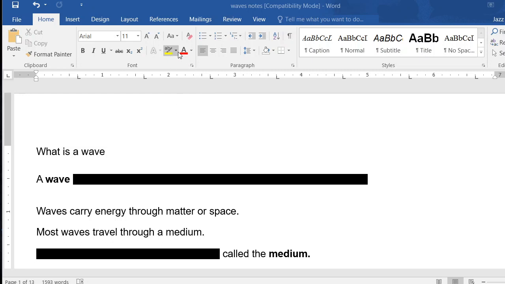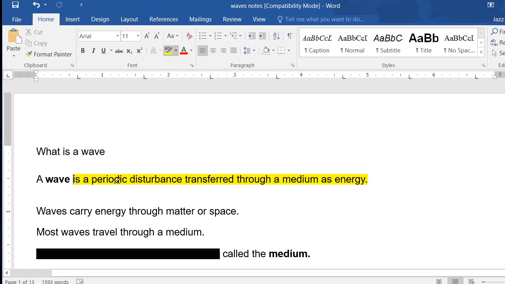So you probably have some idea of what a wave is, but the book definition of a wave is that a wave is a periodic disturbance that's transferred through a medium as energy. And waves carry energy through matter or space. You could think of a wave in the ocean. That's a really good example, obviously, of a wave. It carries the energy. If you've ever been in the ocean or a big lake and got hit by a wave, whether it's from a wake from a boat or something like that, you know that there's a lot of energy in there. And all waves are like that in one way or another.